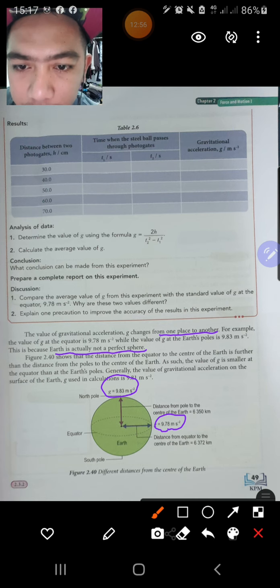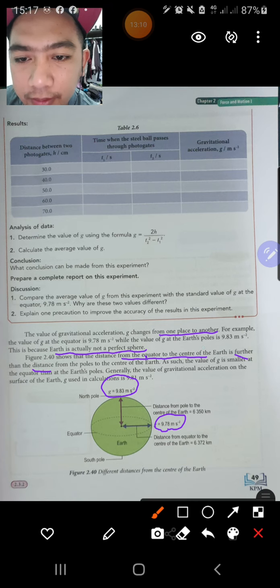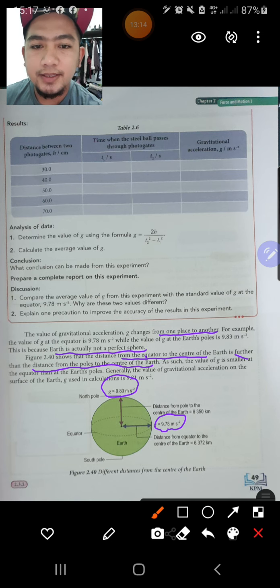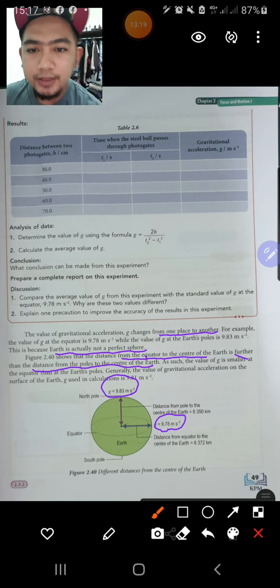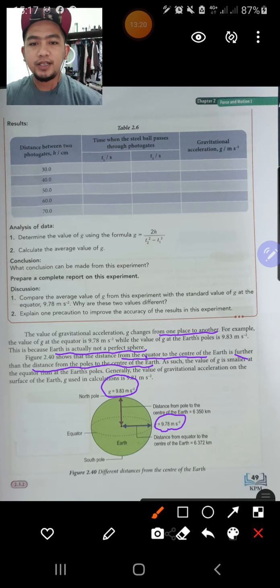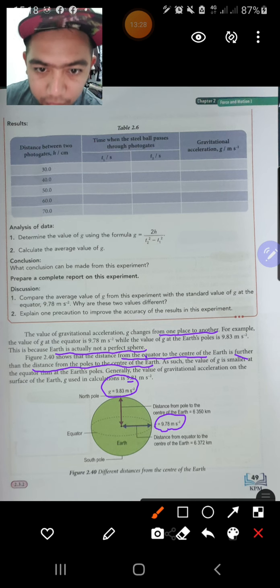So why there is difference in these two value? Okay, let's take a look. Shows that distance from the equator to the center of the earth is further than distance from the poles to the center of the earth. As such, the value of g is smaller at the equator than the earth's poles. Generally, the value of gravitational acceleration on the surface on the earth is okay, so no problem.